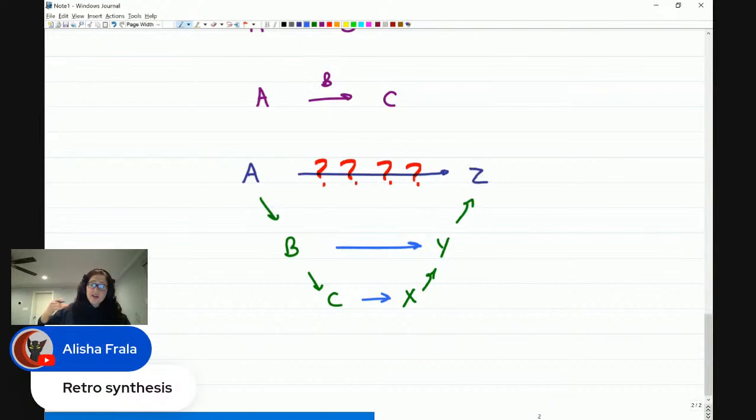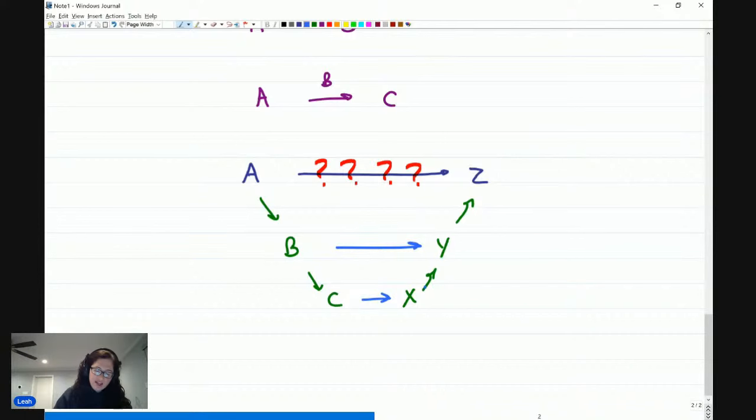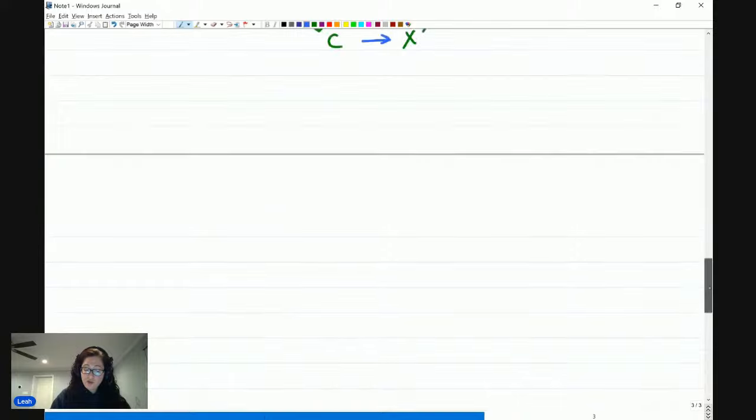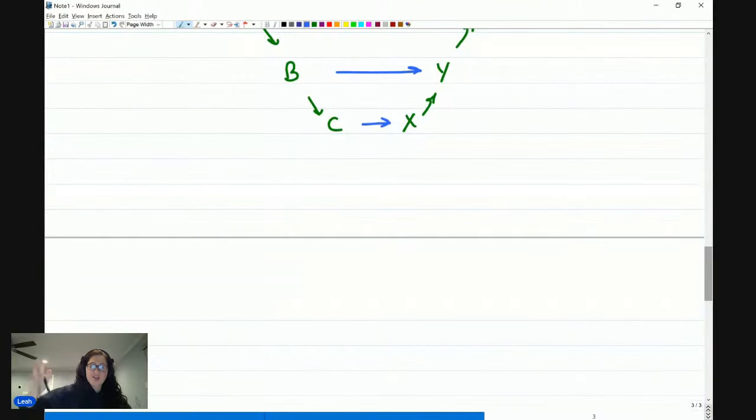So yes, the idea is retrosynthesis, but I like to do a mix of forward and back, meaning a little bit of synthesis forward, a little bit of retrosynthesis backwards. But I'm never going from A to Z. That is too much to follow at once. I'd rather break it down into smaller steps that give me clues that tell me this is the next piece, this is where I want to go.